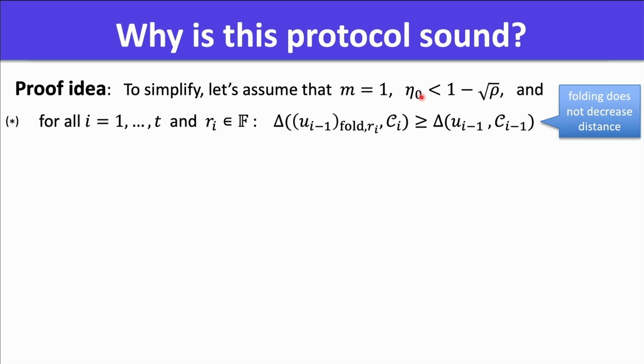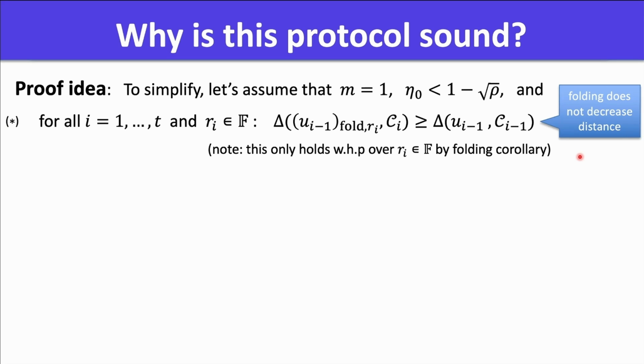So let's prove the case where the distance from U0 to the code is less than the Johnson bound. To do that, we're going to rely heavily on our corollary that folding does not decrease the distance to the code. And in fact, for simplicity, I'm going to assume that the folded word distance is always going to be greater than the original word distance for all r_i. Now, of course, in reality, we know this only holds with high probability over r_i. But for simplicity, let's assume that it holds for all r_i.